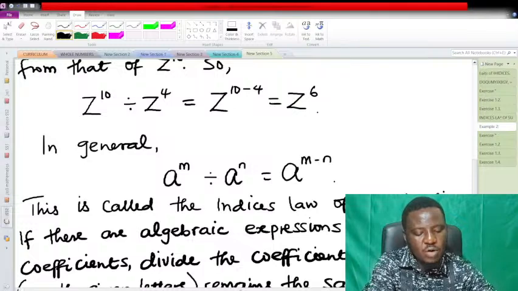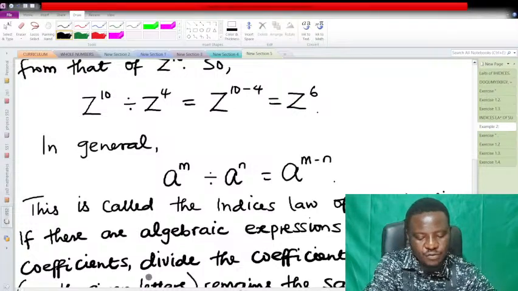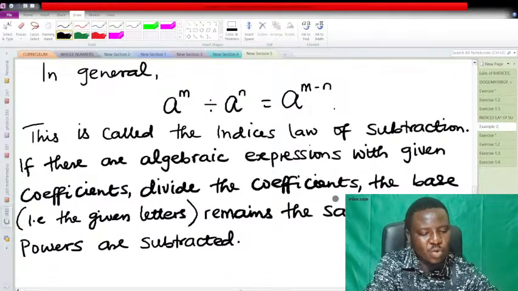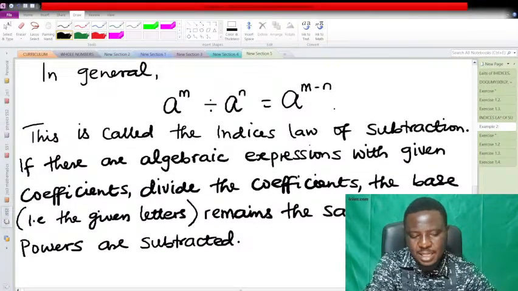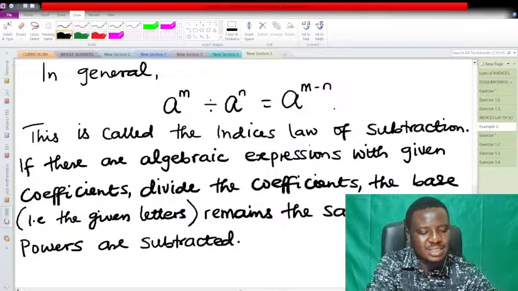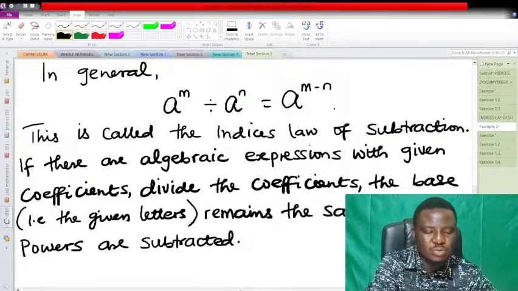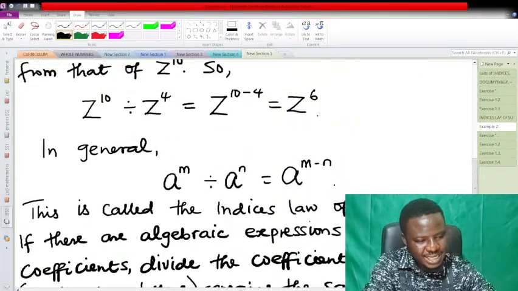If there are algebraic expressions with given coefficients, the rule says we should divide the coefficients. The base remains the same and the powers are subtracted. Now, what we are saying in essence is this.